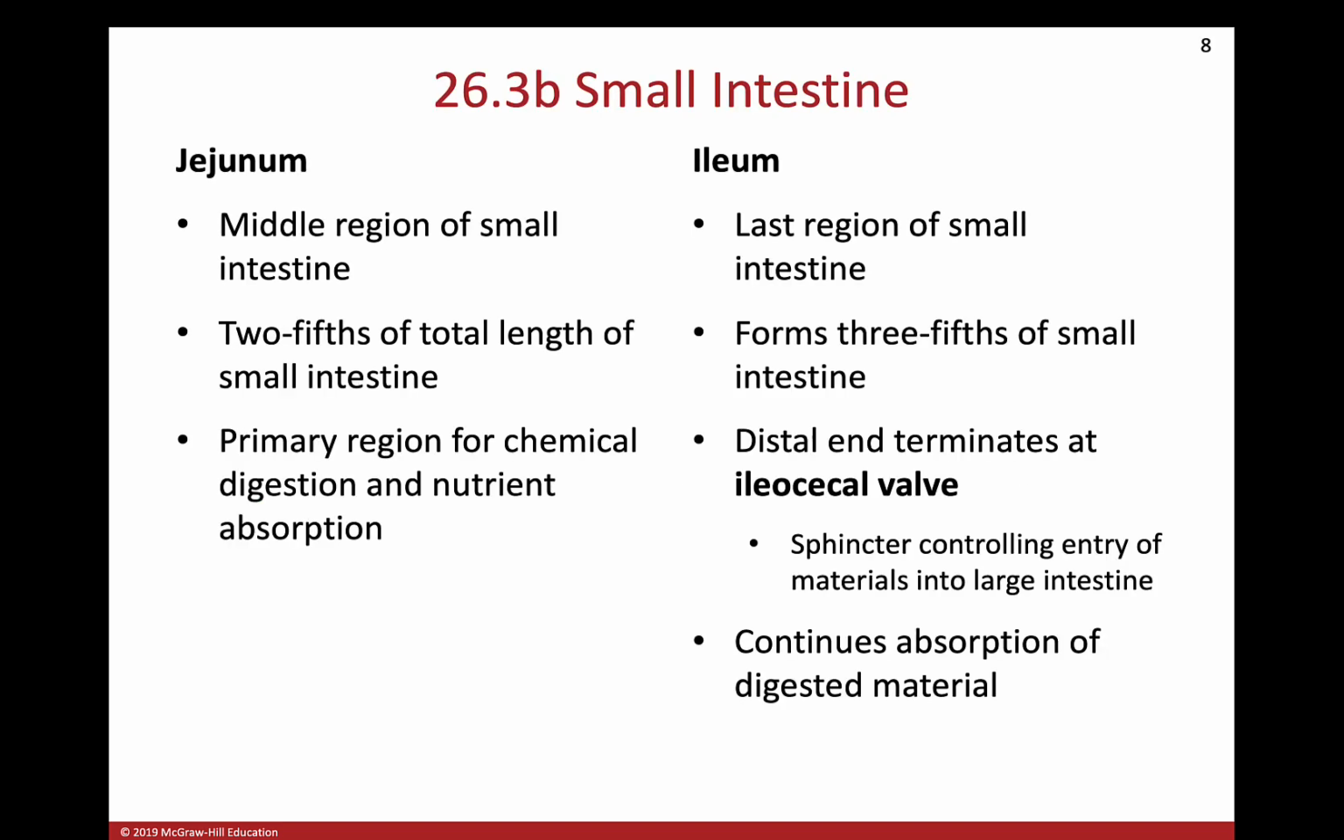The jejunum, this is the middle region of the small intestine. It accounts for 2/5 of the total length of small intestine. Now, you're not responsible for these lengths and how much of the small intestine is either the duodenum, jejunum, or ileum. This is the primary region for chemical digestion and the absorption of nutrients.